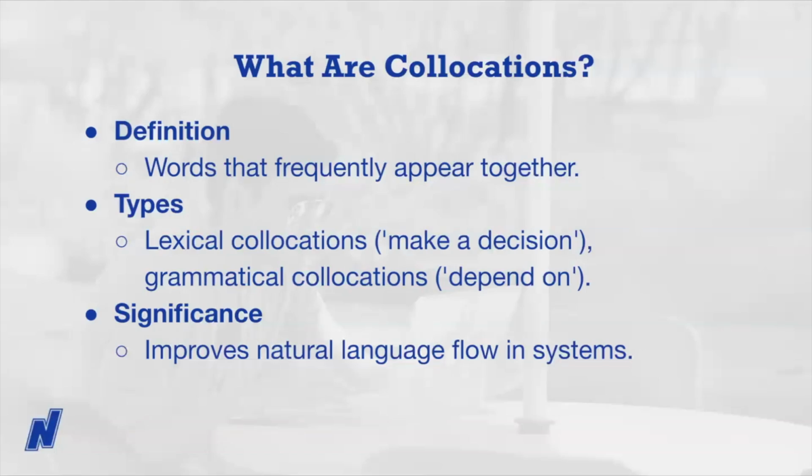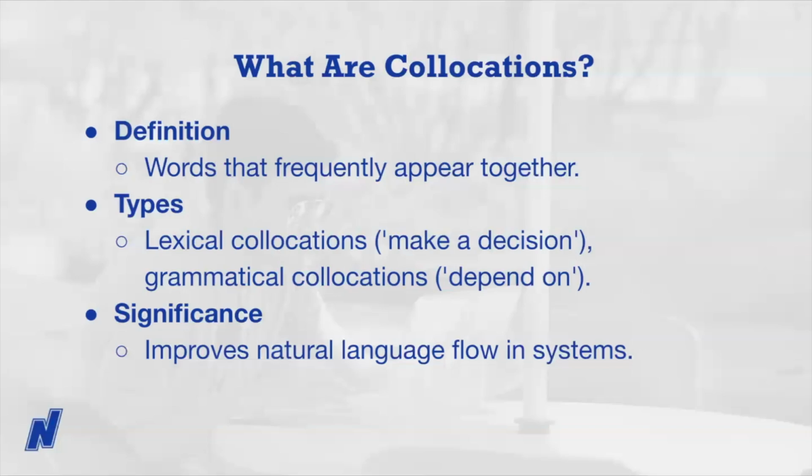Grammatical collocation involves the content words being paired with grammatical words like a preposition. A good example is depend on, where the verb depend is always followed by the preposition on. Grammatical collocation helps NLP systems understand structure rules.